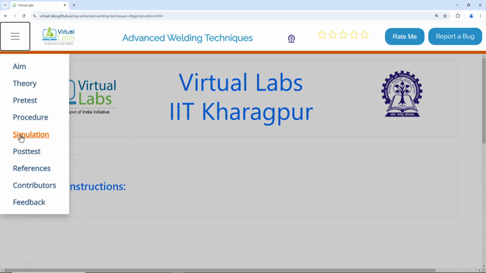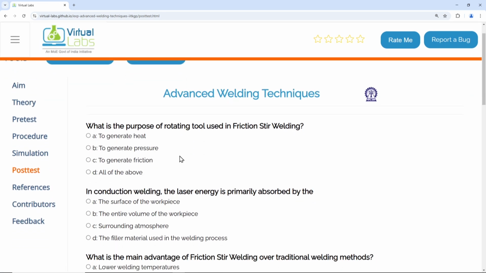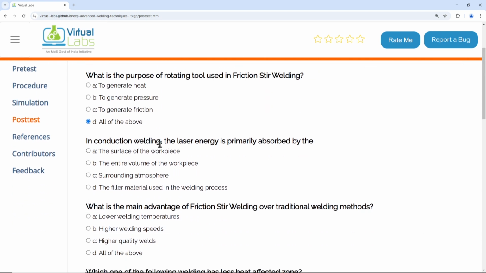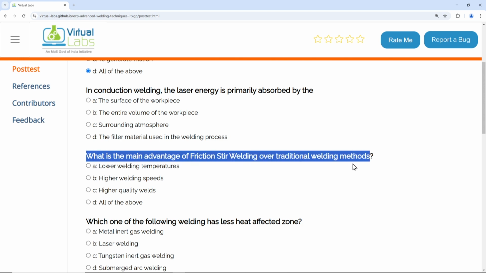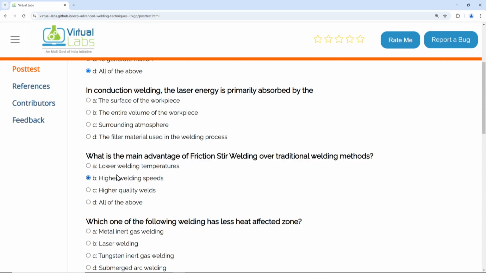Now let me come to the post-test questions only about friction stir. What is the purpose of the rotating tool used in friction stir welding? It helps to generate heat, it helps to generate pressure over the weld zone, it helps to generate friction. All of these are the answer. In comparison with traditional methods, what is the main advantage of friction stir welding? It happens at lower welding temperatures, higher welding speed, higher quality, all of the above. No, it happens only at lower welding temperatures.